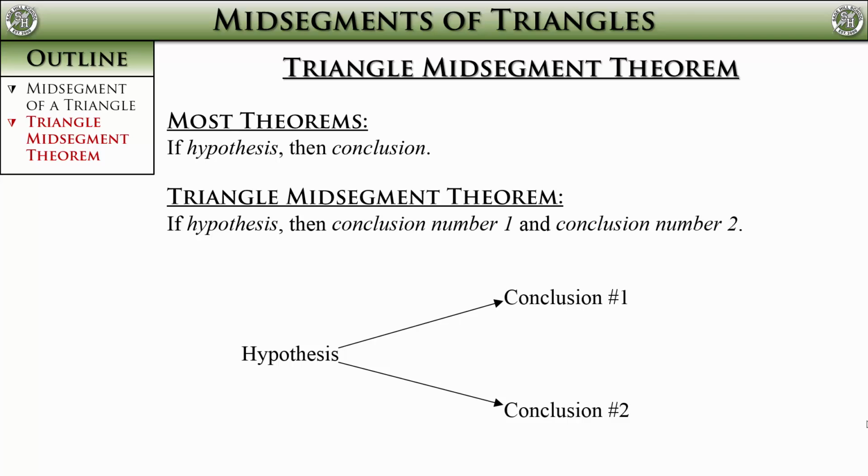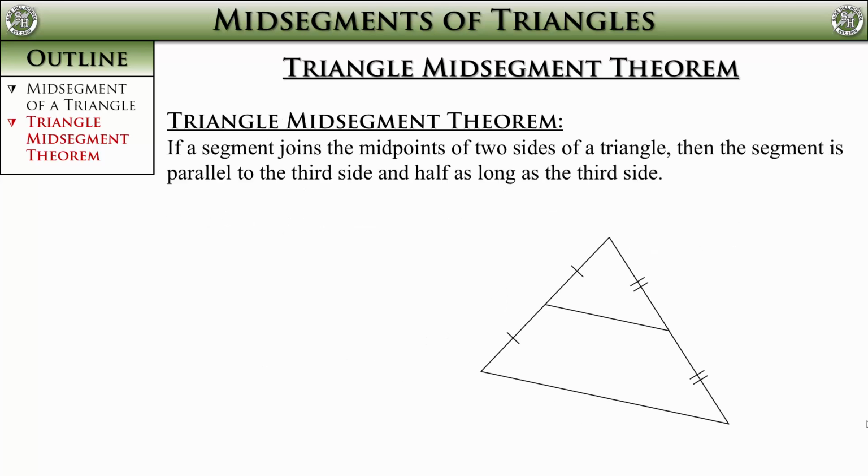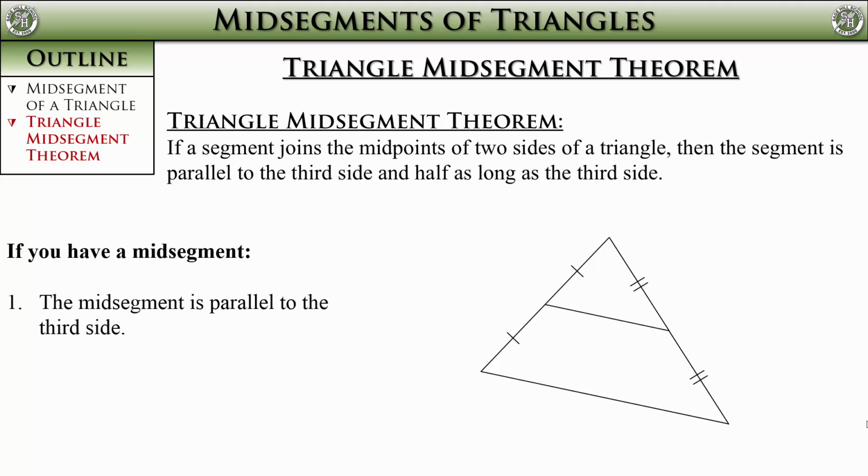So now let's look at the actual triangle midsegment theorem and see this one theorem with multiple conclusions. The triangle midsegment theorem says that if a segment joins the midpoints of two sides of a triangle, then the segment is parallel to the third side and half as long as the third side. There are your two conclusions. Some of you may like it better if you think about it like this. If you have a midsegment, there are two conclusions.